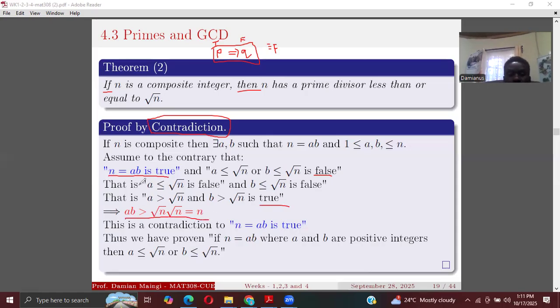And this contradicts a equals b. So that means what we claimed before should be true. So the only time this will not make sense is if we assume this part to be false and this part to be true. Otherwise, it's true in all cases. So this is saying that if n is a composite integer, it's not a prime, then n has prime factors less than or equal to the square root of n. That's how you find prime numbers, okay?